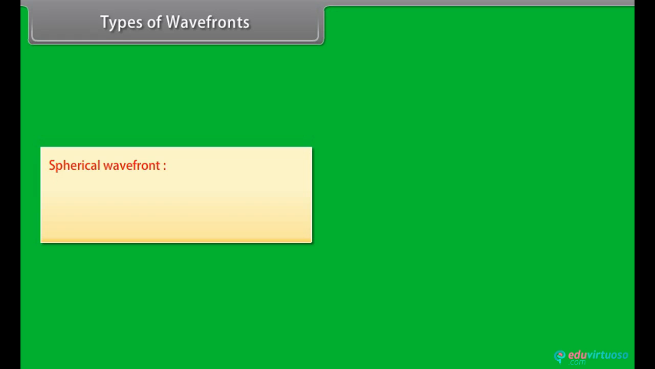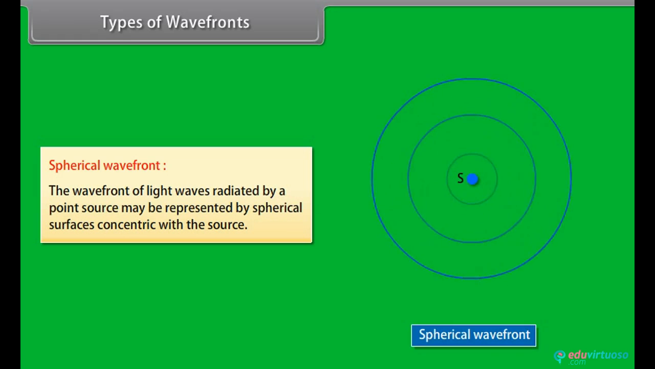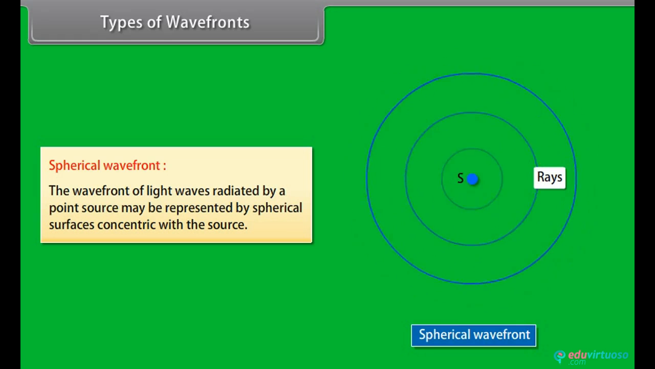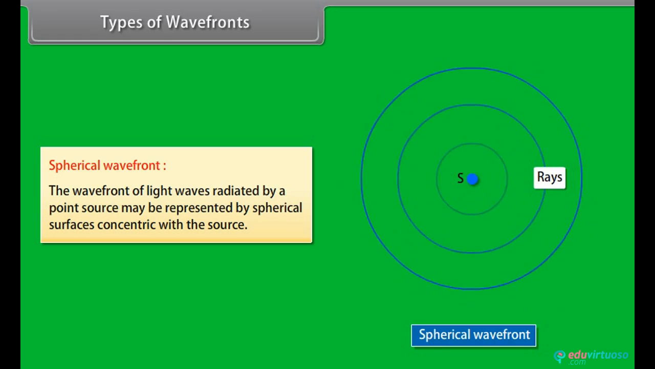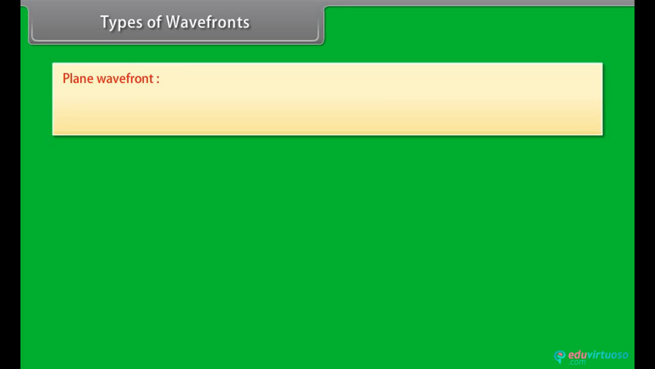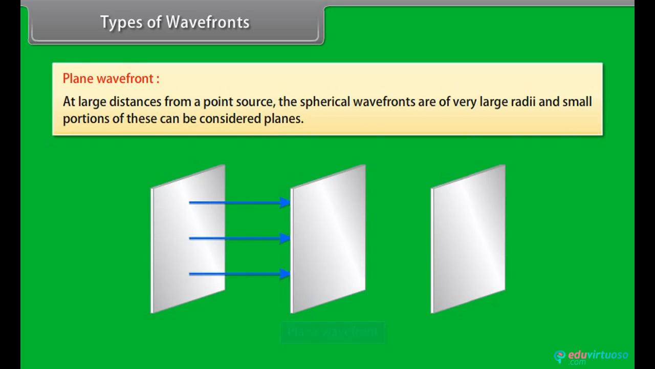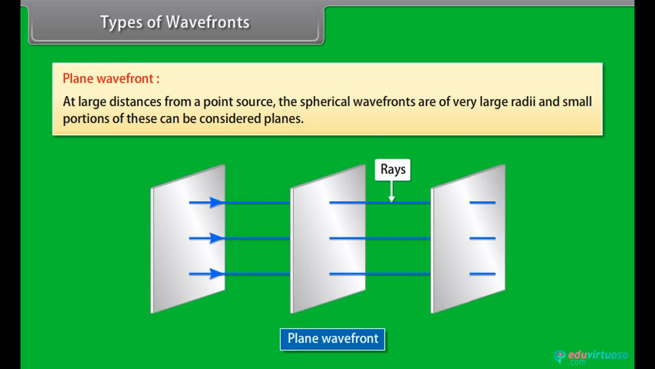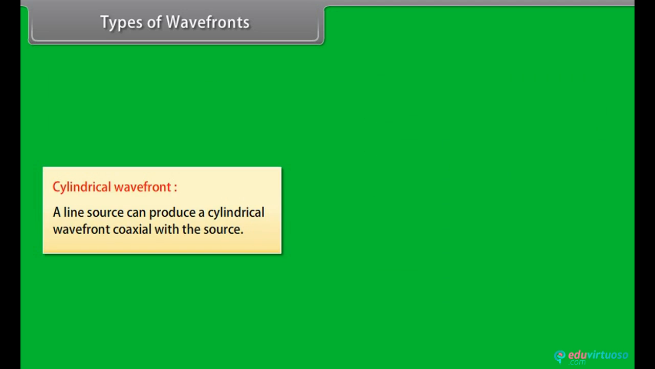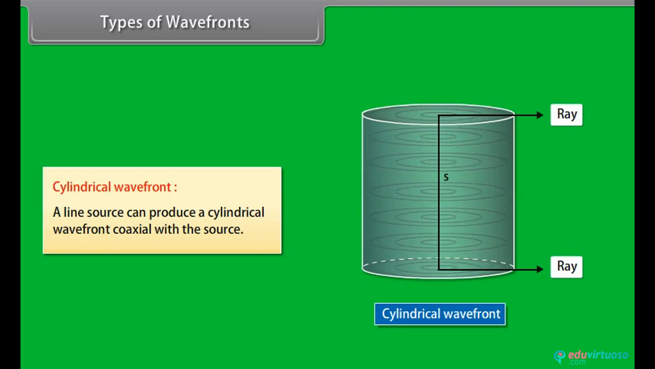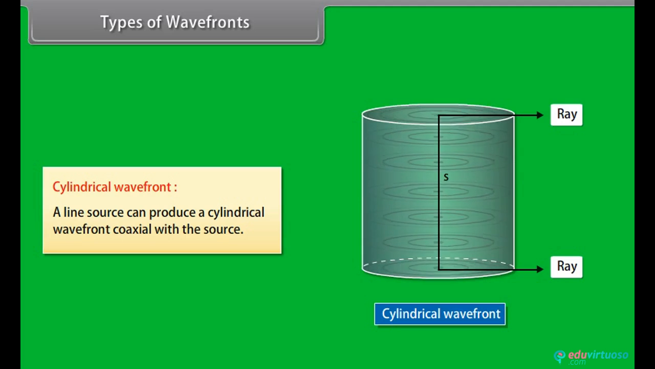There are different types of wavefronts. Spherical wavefront: the wavefront of light waves radiated by a point source may be represented by spherical surfaces concentric with the source. Plane wavefront: at large distances from a point source, the spherical wavefronts are of very large radii and small portions of these can be considered planes. Cylindrical wavefront: a line source can produce a cylindrical wavefront coaxial with the source.